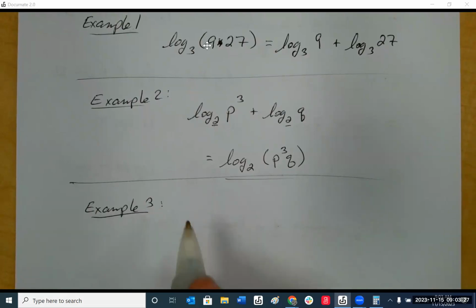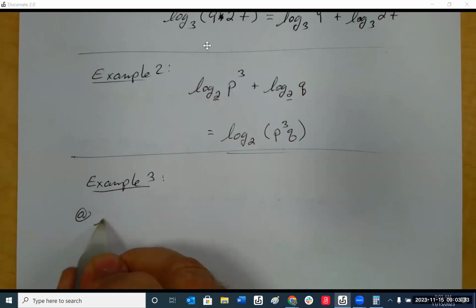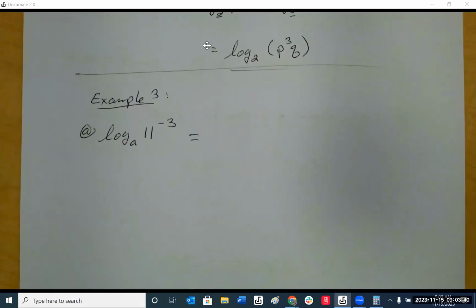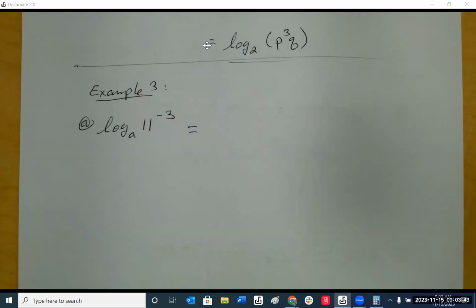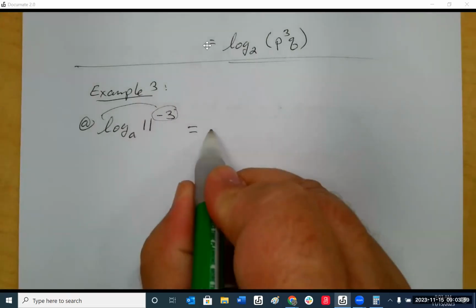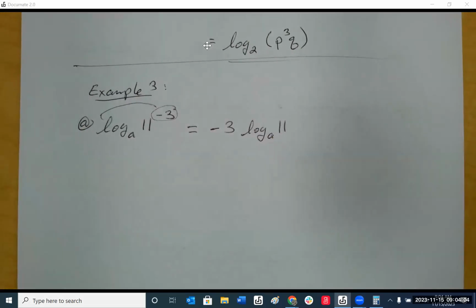Example 3. Express each as a product, okay? Log base A of 11 to the negative 3. So what's that going to equal? Remember, you can't have exponents. So this exponent goes out in front. So it's negative 3 times log base A of 11.